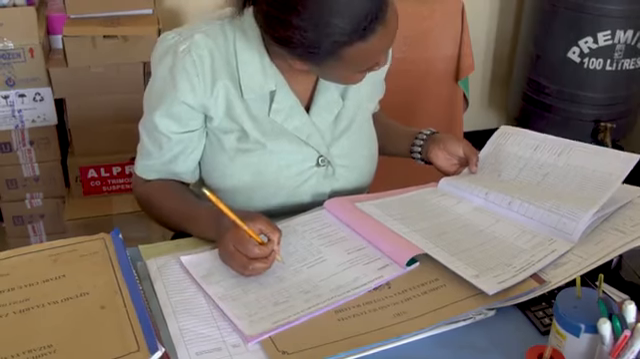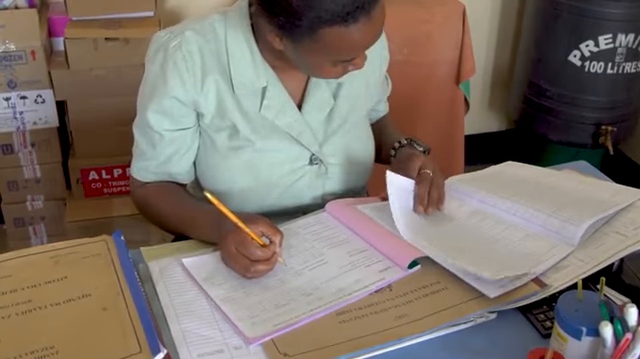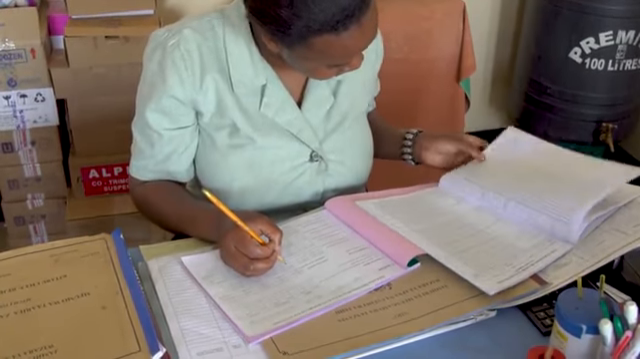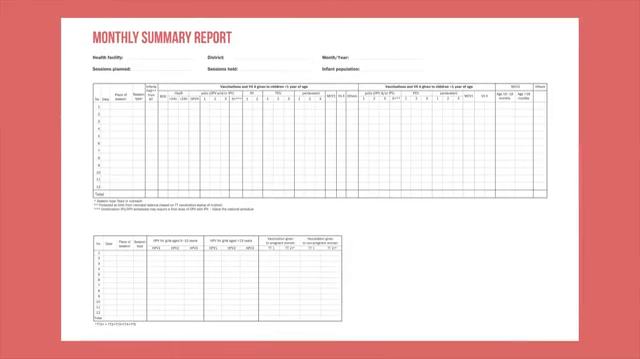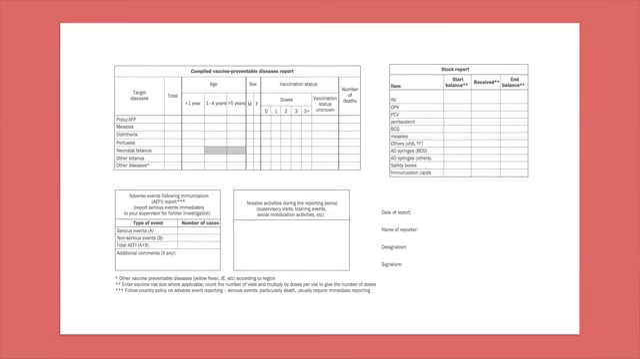A monthly summary report is a consolidation of all the immunization monitoring and surveillance data you collect during the month. In this video, we will review how to complete each section of a monthly summary report.